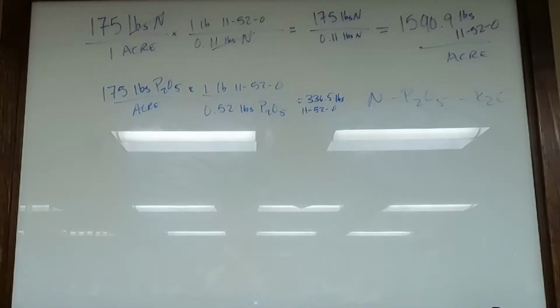All right, so for number four, in 1 acre we got 393.94 pounds, but we had 1.75 acres. So that total comes out to be 689.4 pounds of 33-0-0-12S.